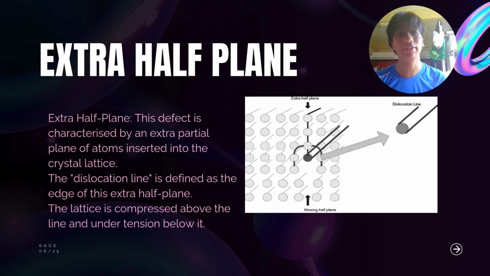For extra half plane, an extra half plane is a defect characterized by an extra partial plane of atoms inserted into a crystal lattice. The dislocation line is defined as the edge of this extra half plane. The lattice is then compressed above the line and under tension below it.